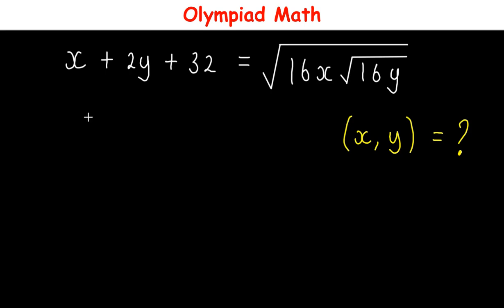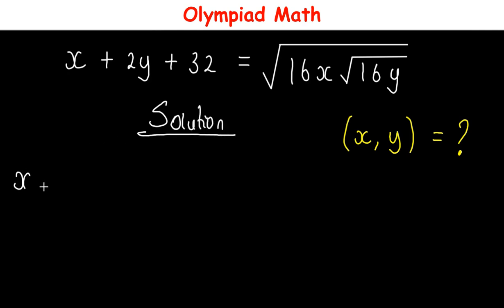Hello everyone, in this video let us solve this question. We have x plus 2y plus 32 is equal to the square root of 16x times the square root of 16y. So, what to solve for is the value of x and y. To solve this, solution.